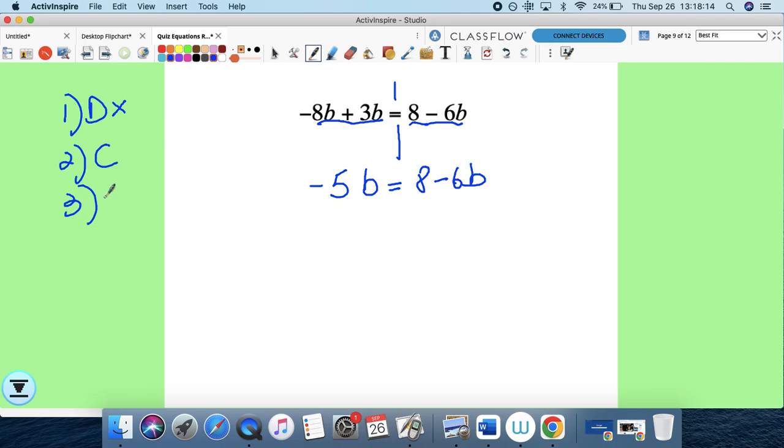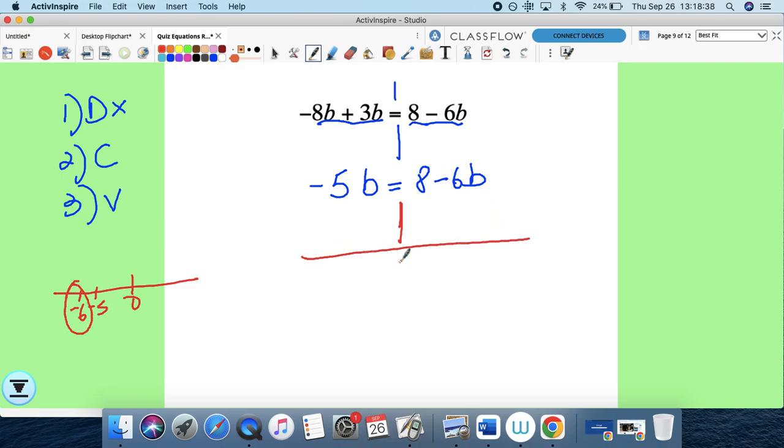Step 3, check for variables on the left side and the right side. And there is. There's a negative 5b and a negative 6b. One of them has to go. And we talked about this. We said that the smaller one will go. Between negative 5 and negative 6, think about a number line. If that's 0 and this is negative 5, negative 6 is here. So the smaller one is the number that is further to the left, which in this case is negative 6. So that's what we're going to get rid of.